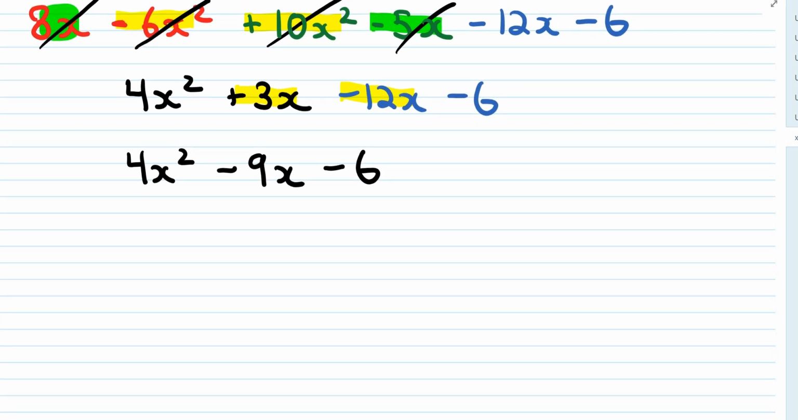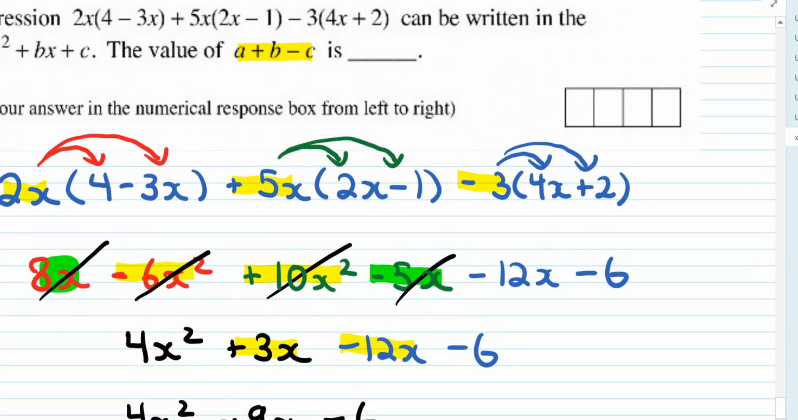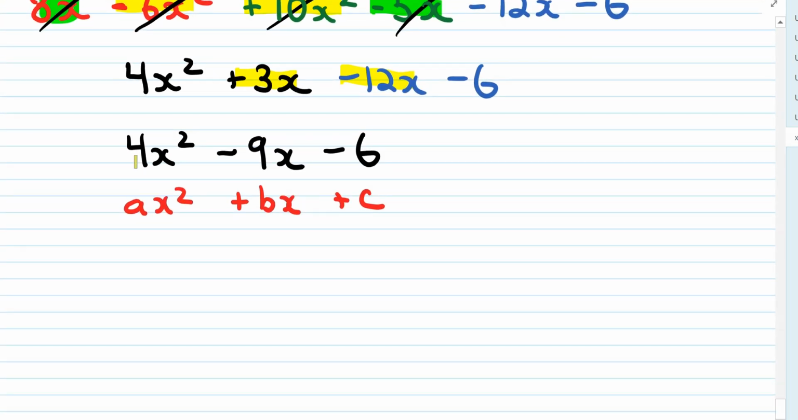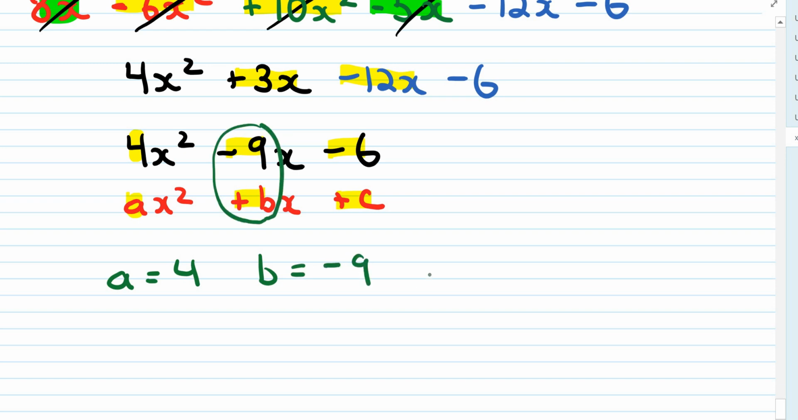And then the question states that we need ax squared plus bx plus c. Okay, so we just line up the numbers with the letters. It turns out that a equals 4, b equals negative 9, right? And c equals negative 6.